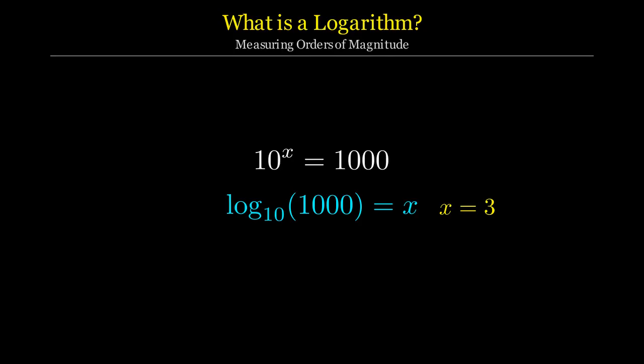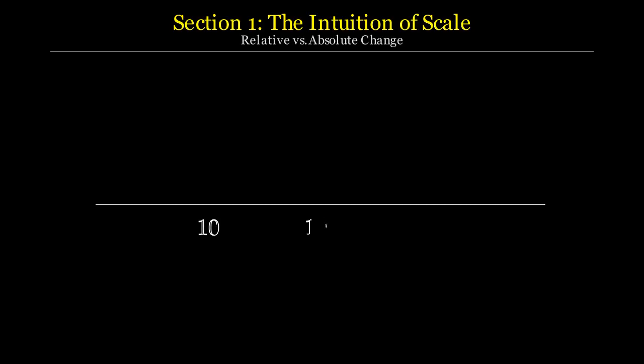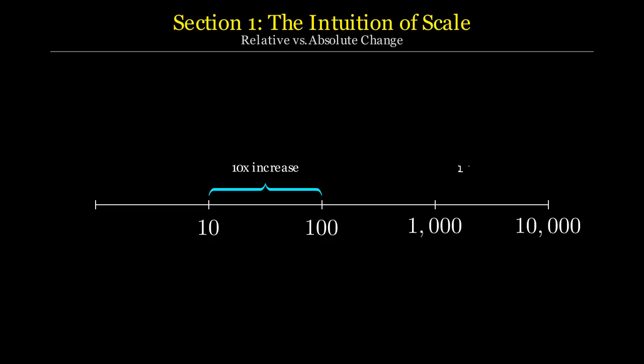Section 1. The intuition of scale. Most of our daily life is linear: 1 apple, 2 apples, 3. But many natural phenomena are multiplicative. Log transformation shifts our focus from absolute differences to relative, percentage-based changes. For example, the distance between 10 and 100 on a log scale is the same as the distance between 1,000 and 10,000. This is because both represent a tenfold increase.